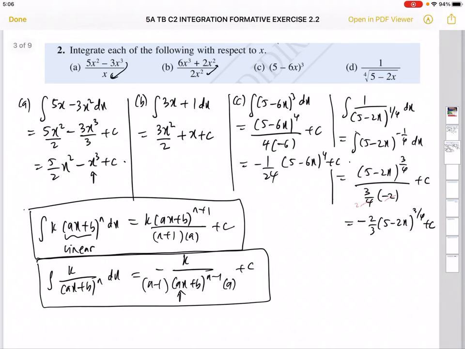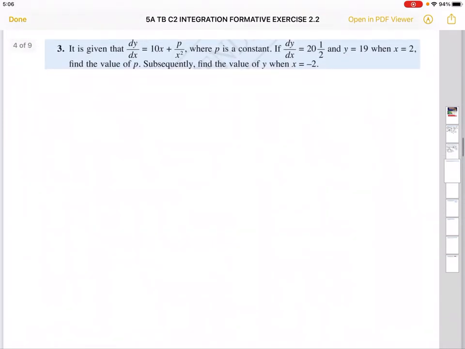Okay, let's move on to question number 3. In question number 3, you're given dy/dx, okay? And dy/dx is 20.5 when y is 19, x equals 2. So if you want to find p, to find the value of p, we should sub in your dy/dx with 20.5 and your x with 2, to find your p.